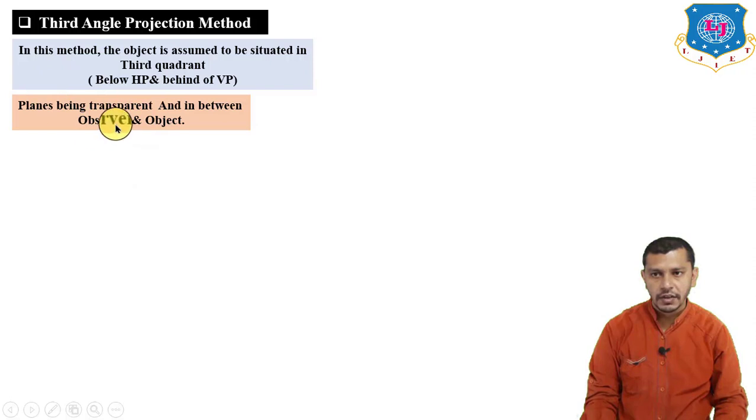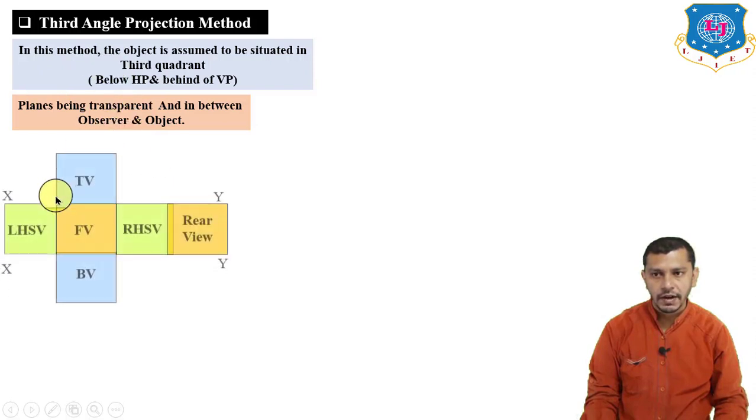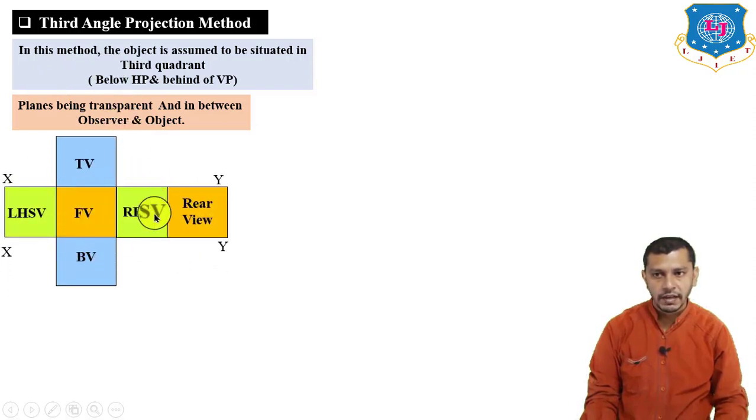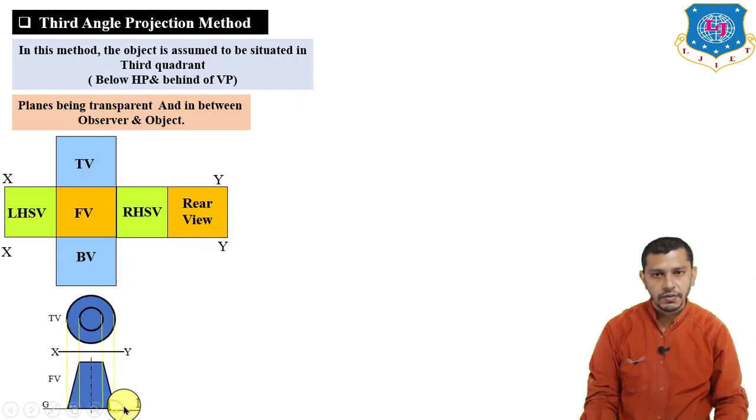And if we take the object in the third quadrant, we will get the positions of the different views like this. Taking the front view as a reference view, we will get the bottom view below the front view, top view above the front view, right hand side view on the right hand side of the front view, and left hand side view on the left hand side of the front view, and the position of the rear view will remain over here. Now this will be the symbol of the first angle projection method: front view below the XY reference line, top view above the XY reference line.